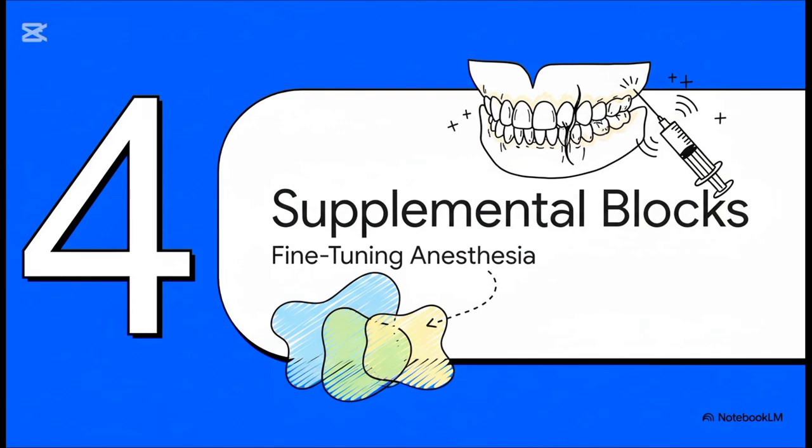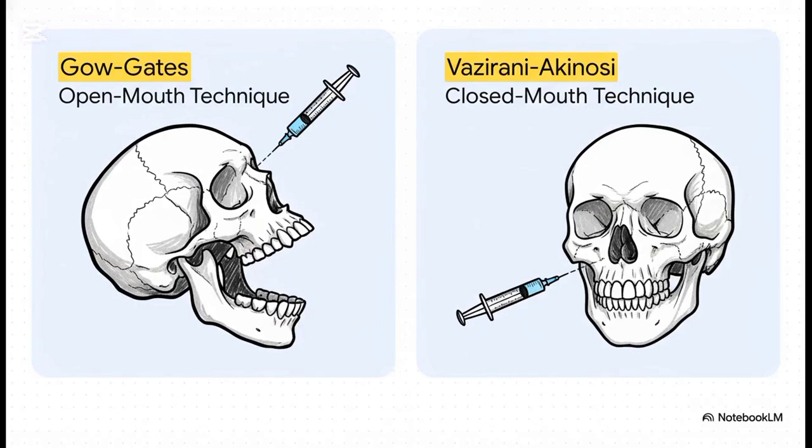Okay, so even when you deliver a perfect primary block, sometimes you need to do some fine-tuning. That's where all our supplemental blocks come into play. This could mean advanced mandibular blocks for those really tough cases, or specific injections just for soft tissue, or even super targeted techniques for that one stubborn tooth that just refuses to get numb.